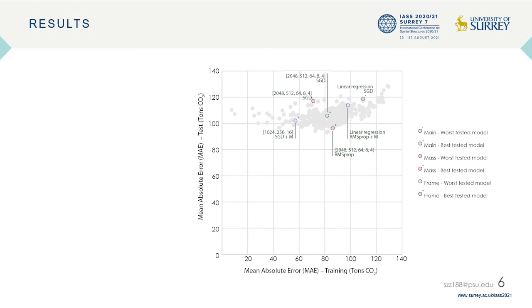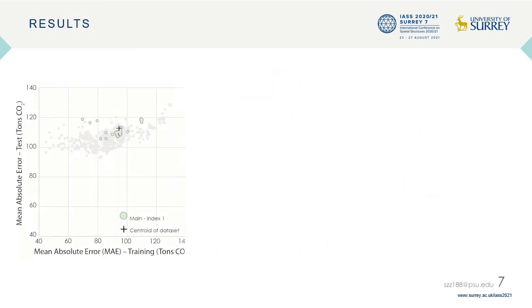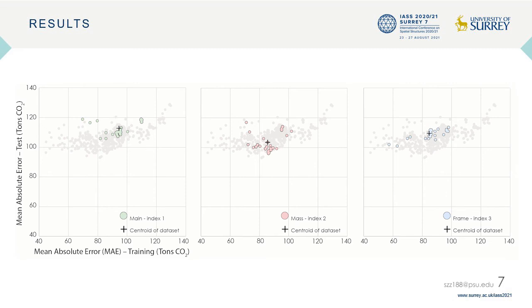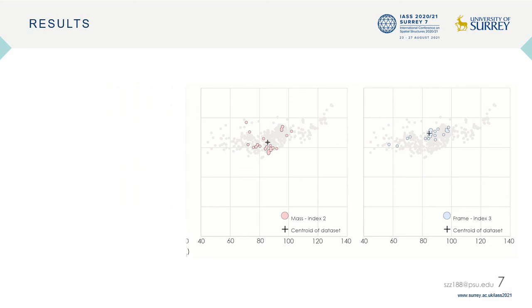So let's have a deeper look. Here you can see all models trained and tested based on main variables. And then by using only mass inputs, we will see improvement in the testing phase, and that's valuable. And finally, our models based on frame variables. The result is quite interesting, especially comparing mass and frame variables.